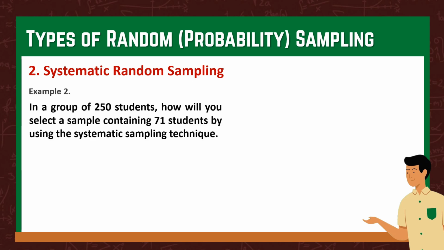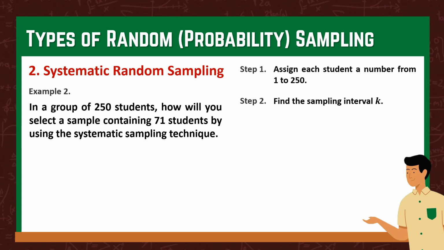Let's have an example. In a group of 250 students, how will you select a sample containing 71 students by using the systematic sampling technique? Step 1. Assign each student a number from 1 to 250. Step 2. Find the sampling interval using the formula k equals 250, which is the population size, divided by 71, which is the sample size, equals 3.52, or round up to the nearest whole number, equals 4.